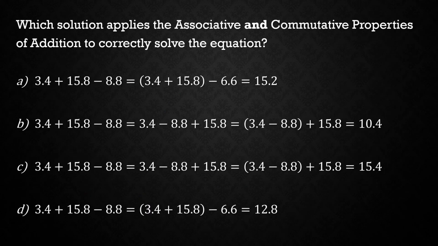Alright, next one. So we want to know which one of these applies the associative and commutative properties. So remember, we're looking for some numbers moving around and parentheses being added. If I looked at this first one here, this is my original expression right here, and there's only commutative property, right? So that one does not have both. Same thing with this one on the bottom. Again, commutative property, this one does not have both. Now on this one, if we look at all of these numbers, they're all exactly the same, but my answers at the very end are different.